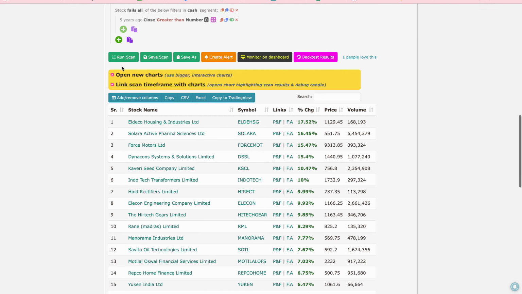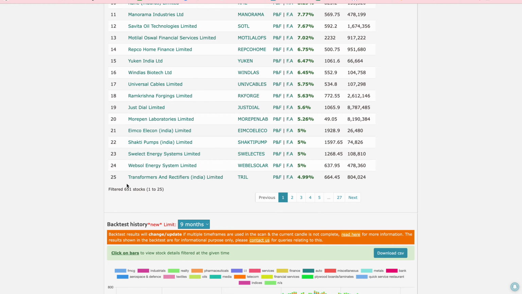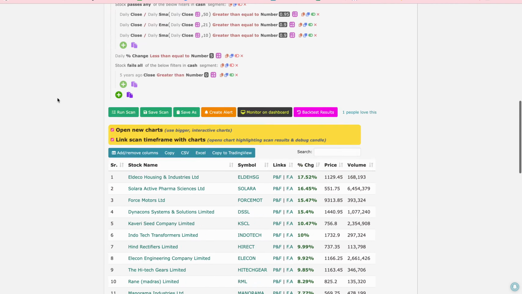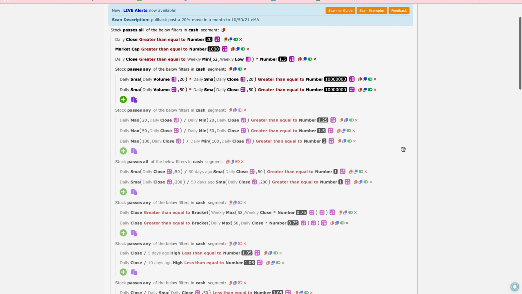Now let's see how many stocks are coming in the scan. 651, not much reduction, which means that this criteria is already making sure that we have enough liquidity at least. So again, I am repeating, if you have a large enough portfolio, you should change this number to at least 5 crores or 10 crores.